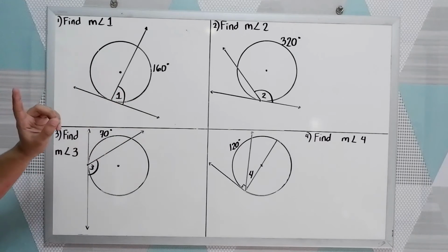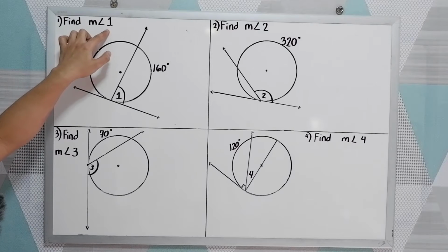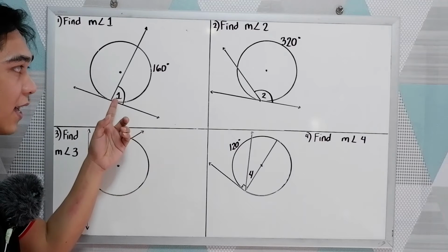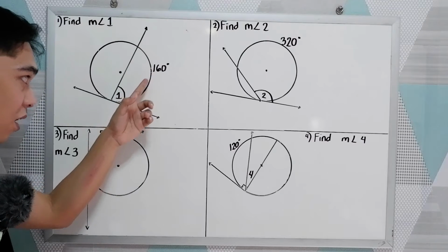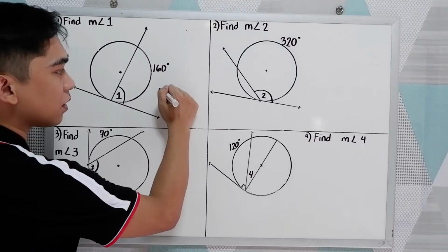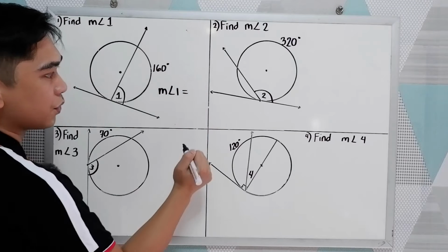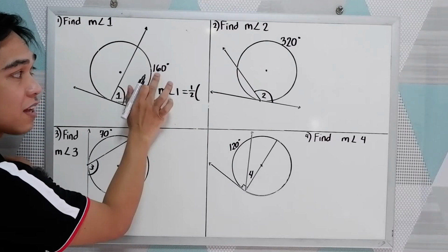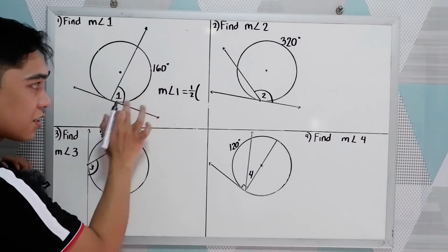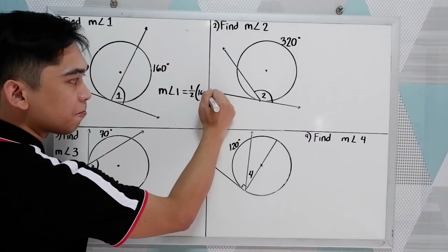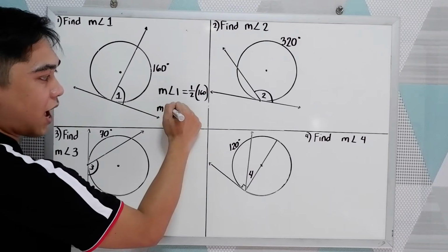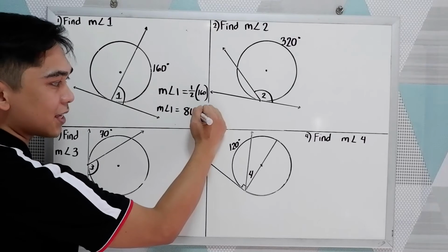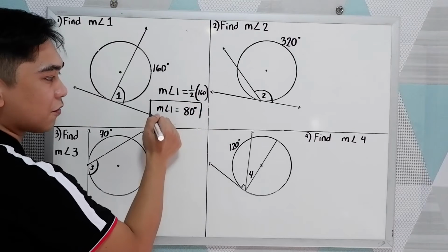Let us try to find first the measure of angle 1. We know that the measure of the angle is half of the intercepted arc. So the measure of angle 1 is equal to 1/2 of the intercepted arc. The intercepted arc is 160. So the measure of angle 1 is equal to 160 divided by 2, that is 80 degrees. So the measure of angle 1 is 80.